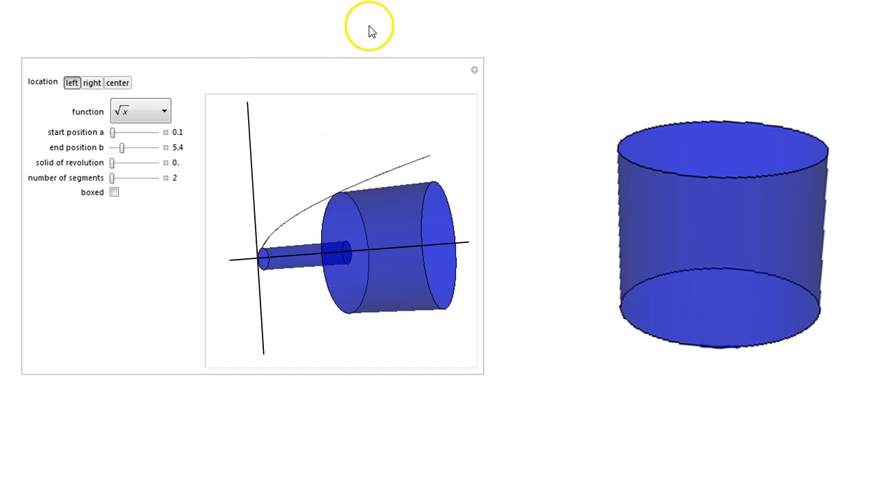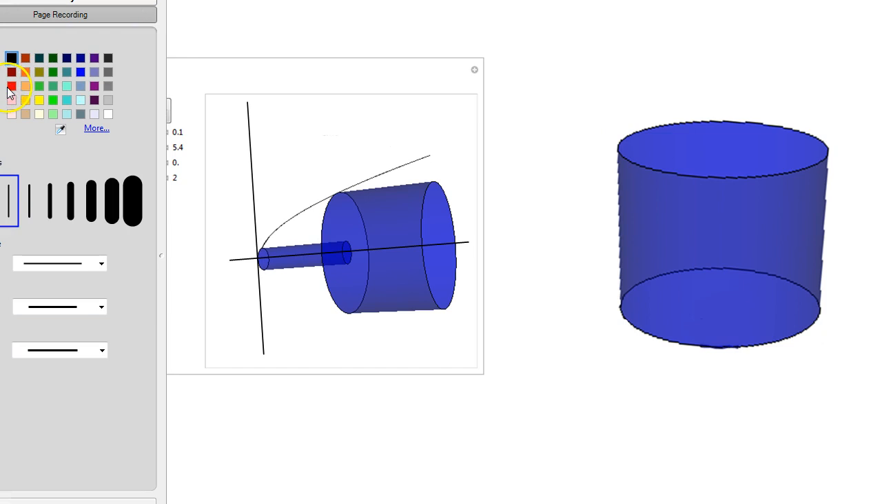So what I want you to do is look at this. This is part of the disk method. Okay, this is the square root function. This is that one we saw that had the square root function. I've added the x-axis and the y-axis on this thing so we can help us come up with where the formula comes from.